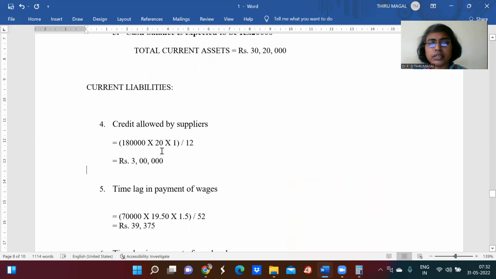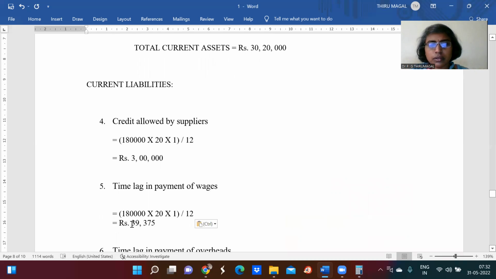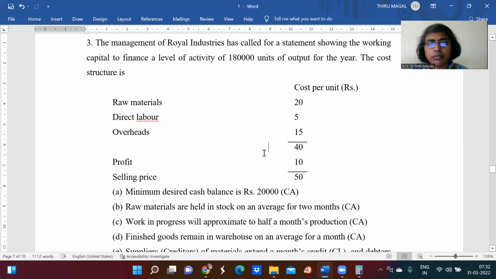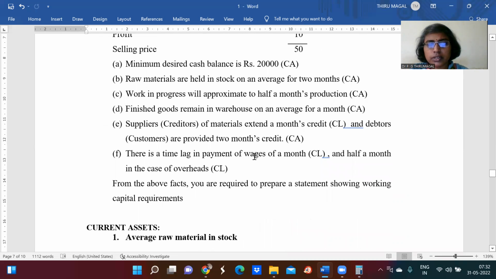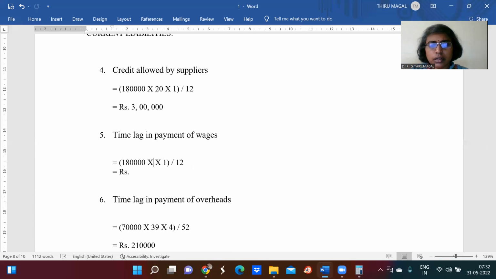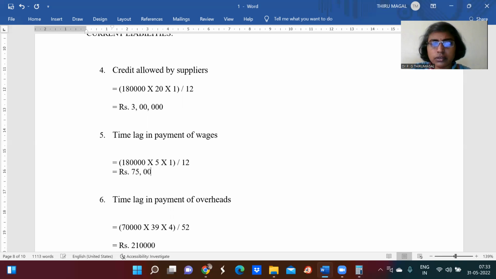Next, time lag in payment of wages. We'll copy the same template first. You can see the units again 1,80,000. Lag in payment of wages means wages given to direct labor, that is 5. So cost per unit is 5. And lag in wages is for how many months? 1 month. So we need to find out the value of this one. 1,80,000 multiplied with 5 and the whole divided by 12. That is 75,000. Lag in wages, the value is 75,000.